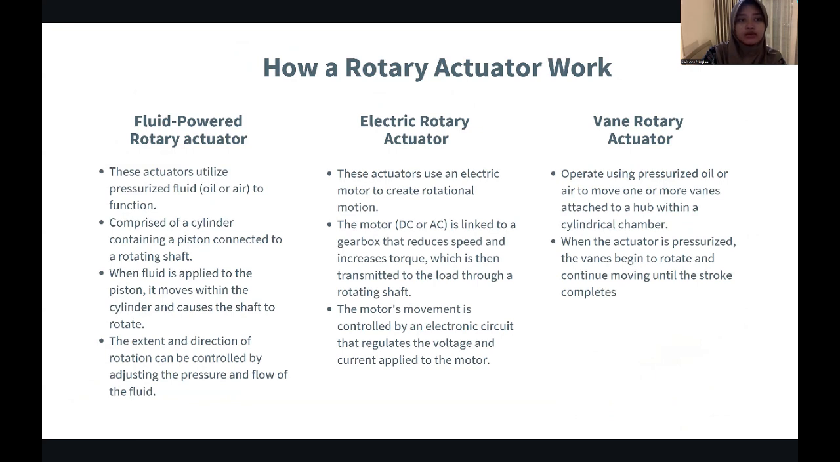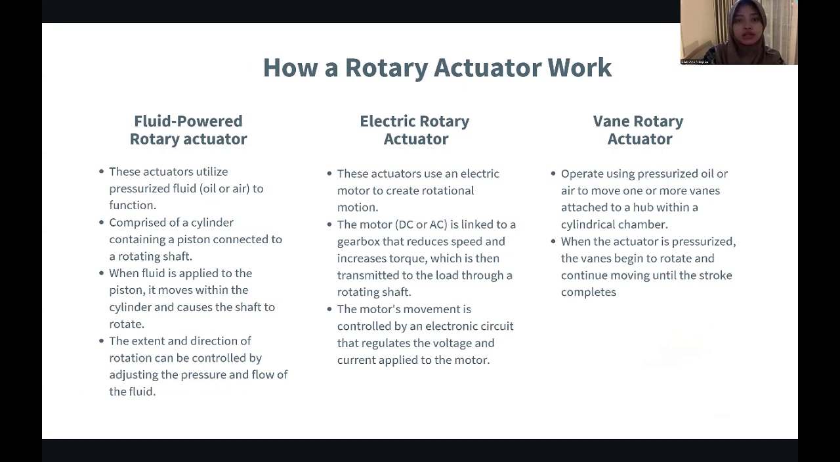Okay, how does a rotary actuator work? Fluid power rotary actuator. This actuator utilizes pressurized fluid, oil or air, to function, comprised of a cylinder containing a piston connected to a rotating shaft. When fluid is applied to the piston, it moves within the cylinder and causes the shaft to rotate. The extent and direction of rotation can be controlled by adjusting the pressure and flow of the fluid.